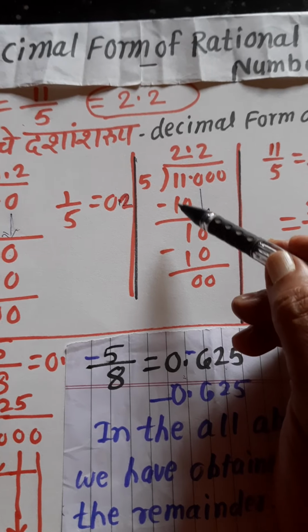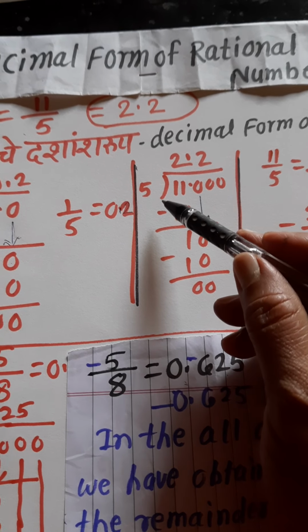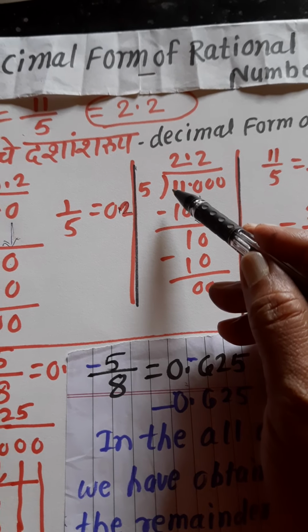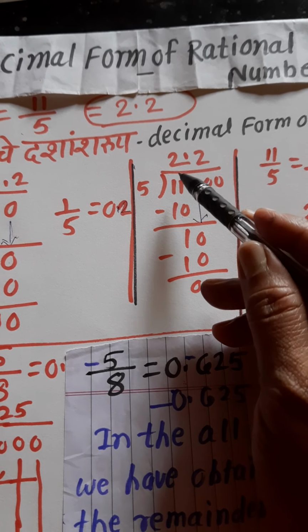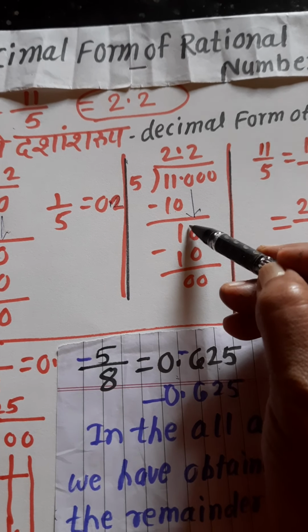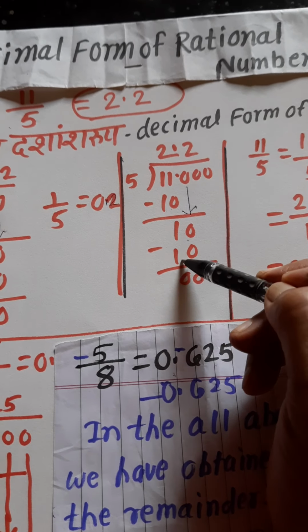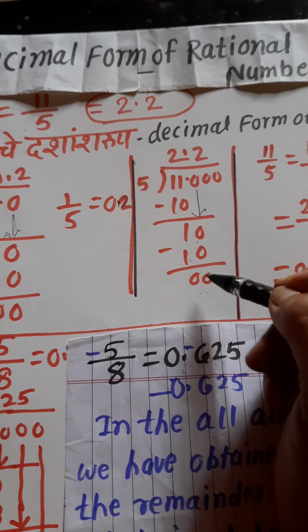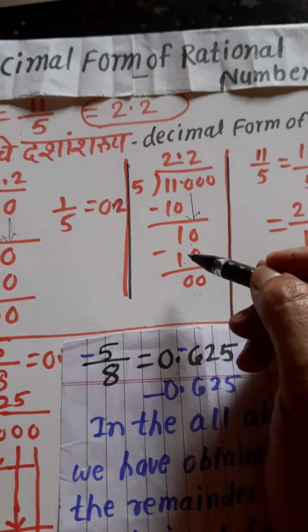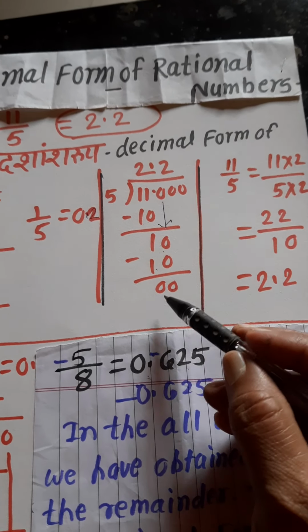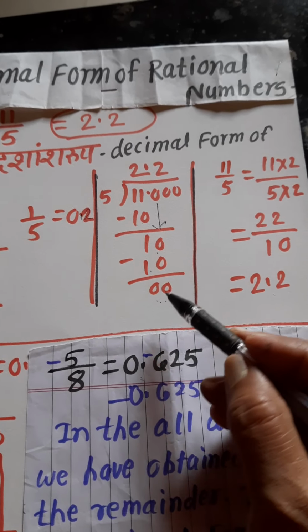Then the second way: 11 upon 5 is equal to, we have to divide. 5 2s are 10, remain 1, take 0, then 10. 5 2s are 10. Here the remainder is 0, and the dividing process is completed. The dividing process is completed when your remainder is 0.